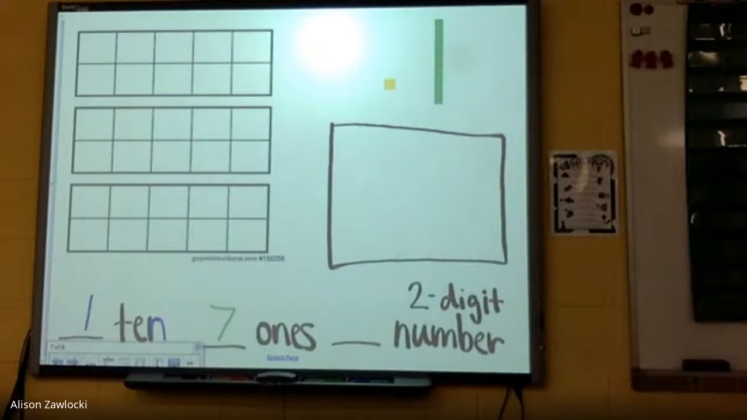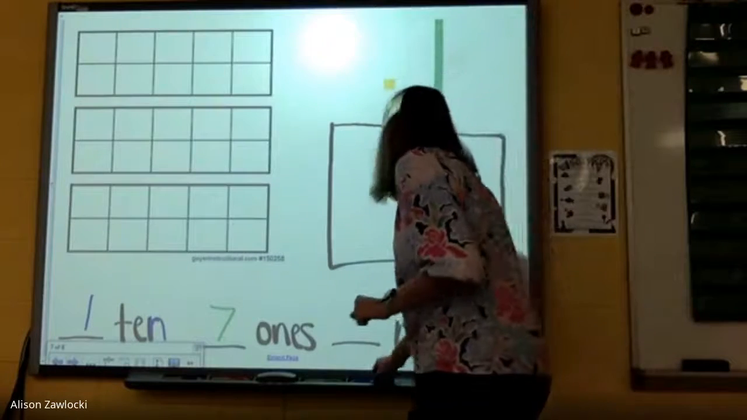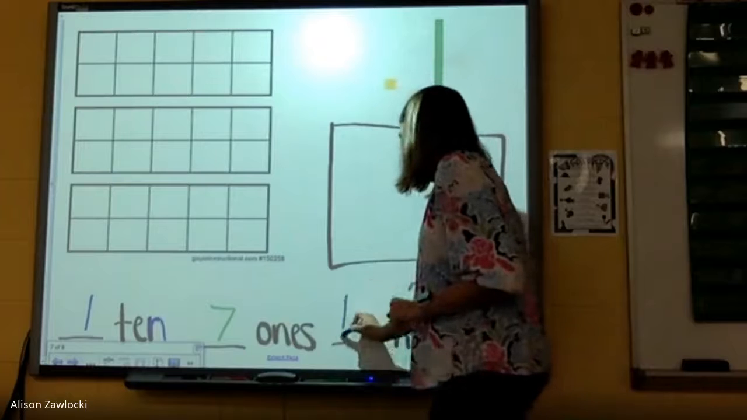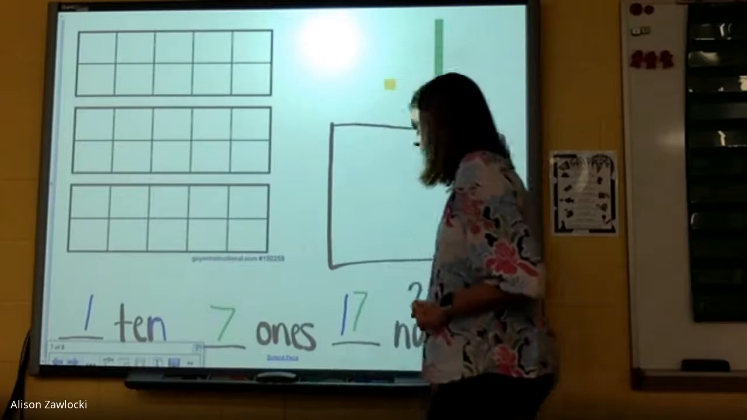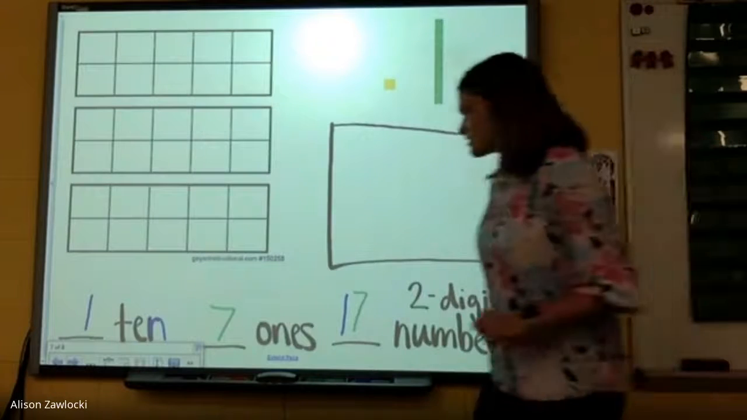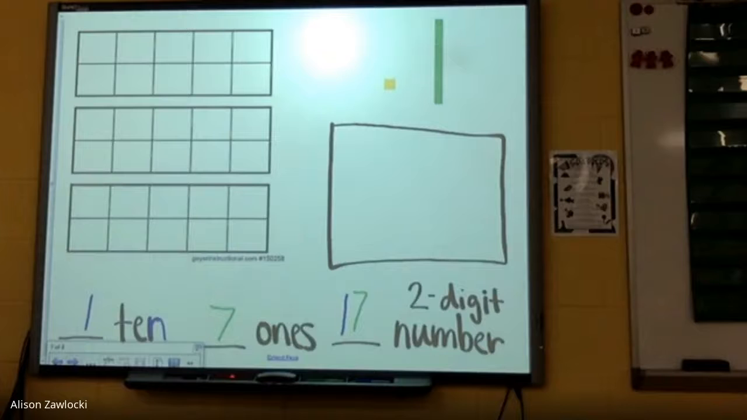And then I'd like you to write your 2-digit number. Remember our super quick way. We write our tens first and then our ones. Great job. Double check your answer. It is 1 and then a 7. Boys and girls, what's that number? 17. Very good.